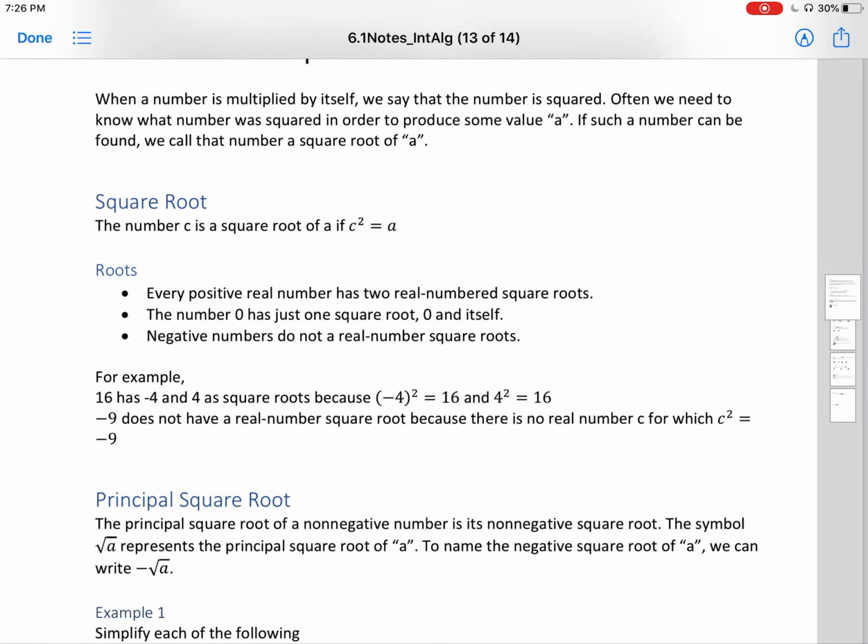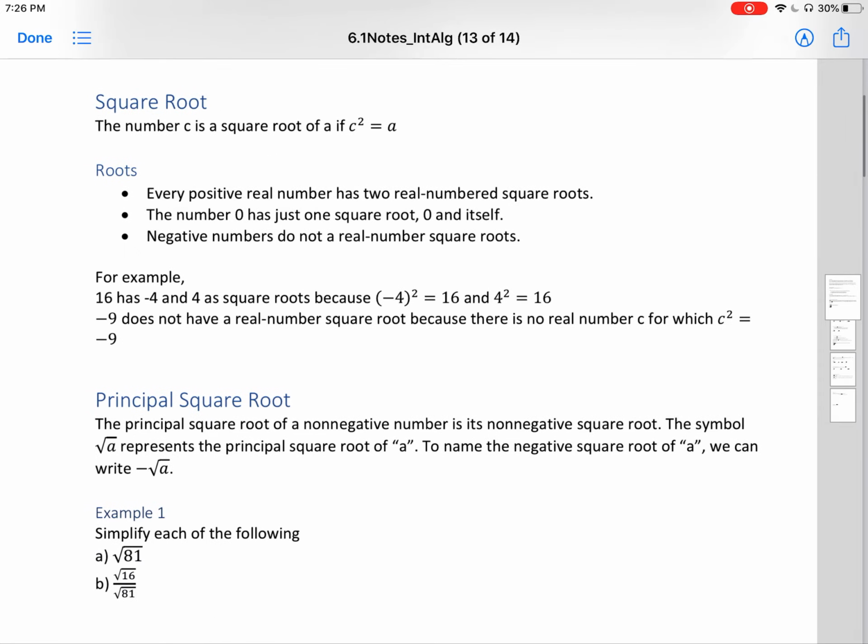By itself, we say the number is squared. Often we need to know what the number was squared in order to produce some value a. If such, we call this number the square root of a, if c squared equals a. Let's mention some facts about roots.